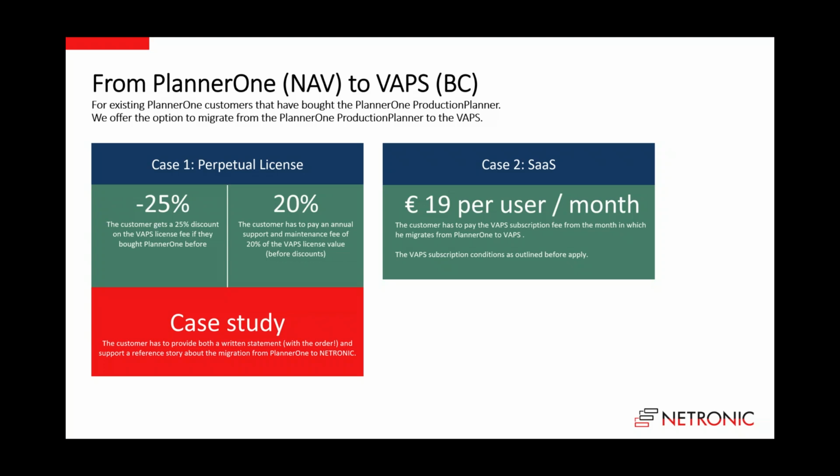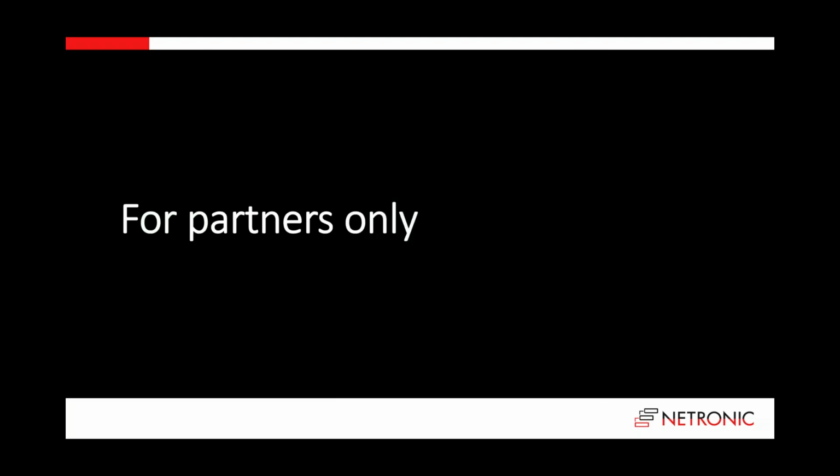So if you have customers who are on Planner 1 in NAV and you want to bring them to Business Central, then I know that this is painful, that they have to buy a new scheduling tool. You can give them at least a little bit of a goodie and say, okay, it is like it is, but there is some goodwill here to make this a little bit less painful for the customer, okay?